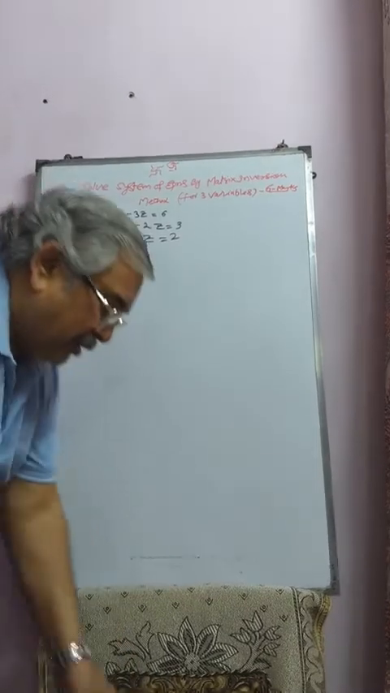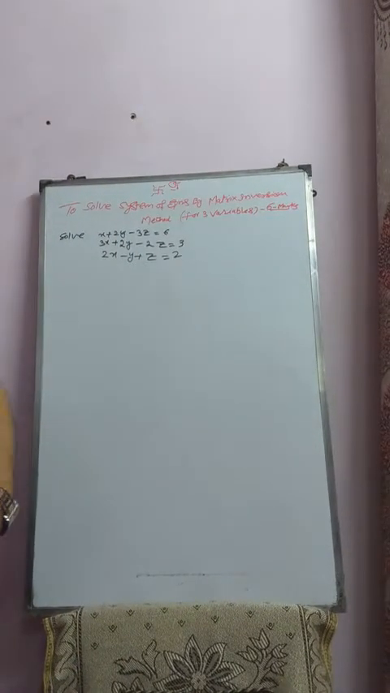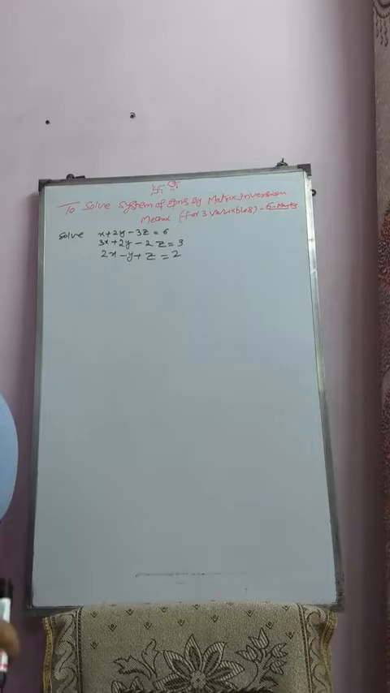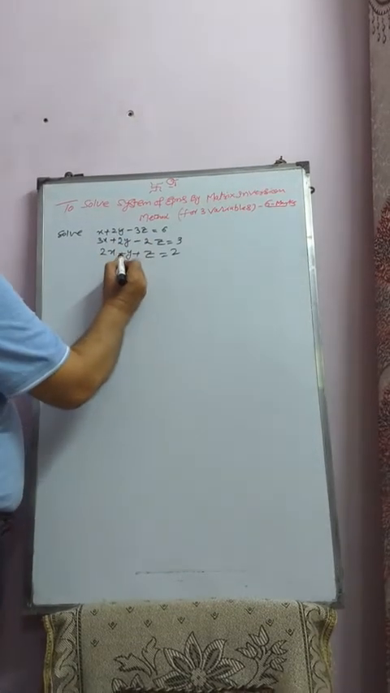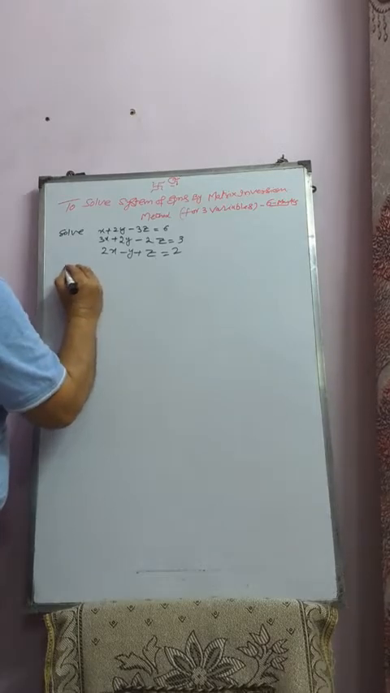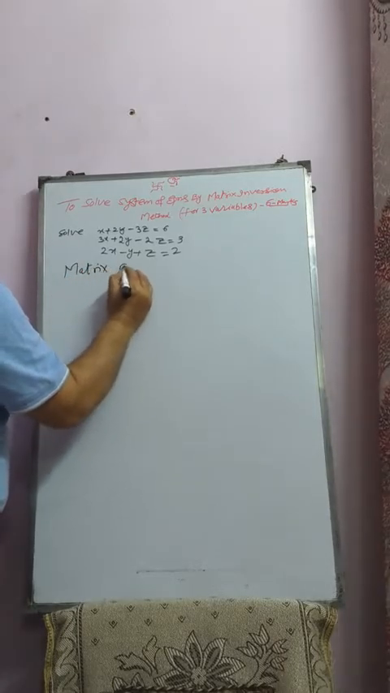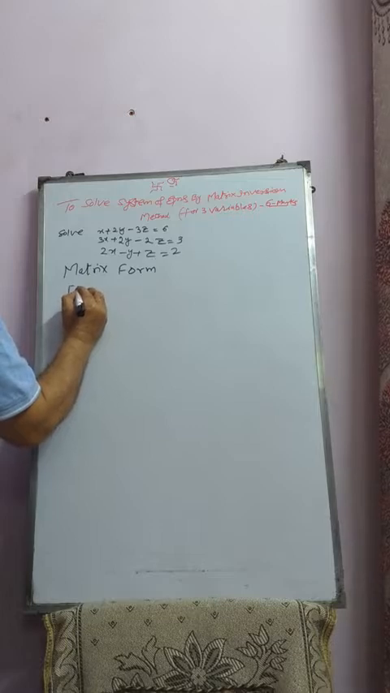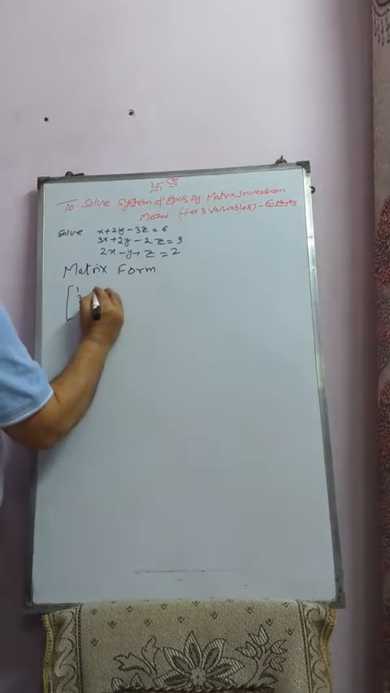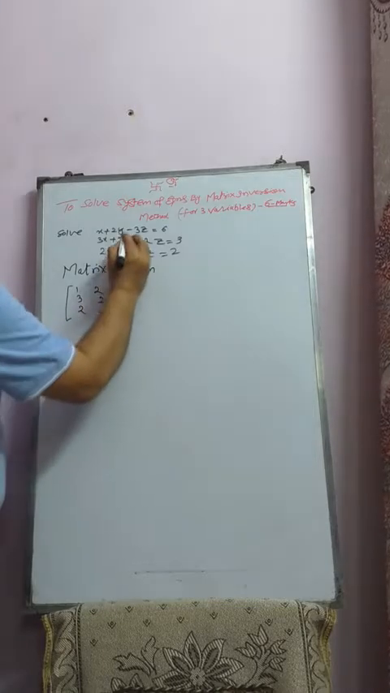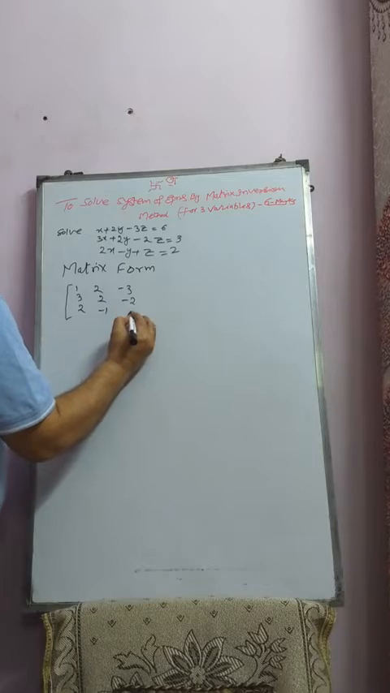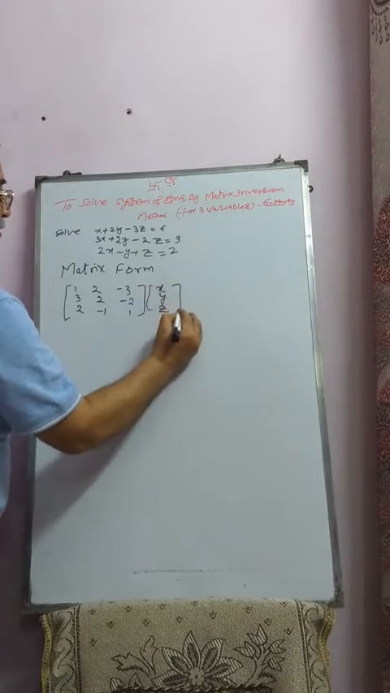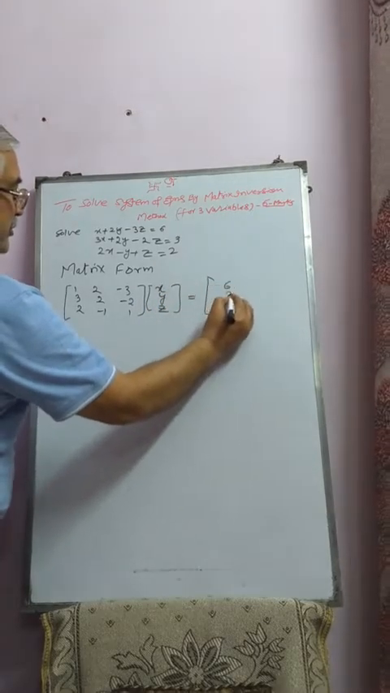So how will we do it? We have gone through matrix multiplication, so I am converting this equation form into matrix form, that is, all the coefficients 1, 3, 2, 2, 2, minus 1, minus 3, minus 2, 1, multiplied by x, y, z, equals 6, 3, 2.